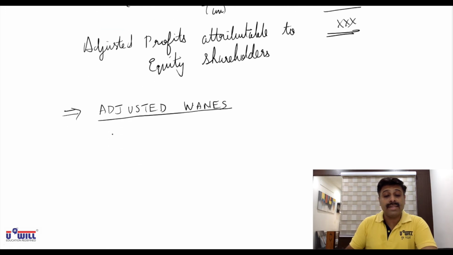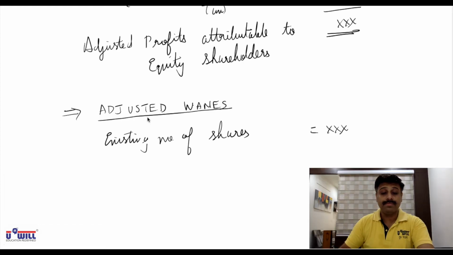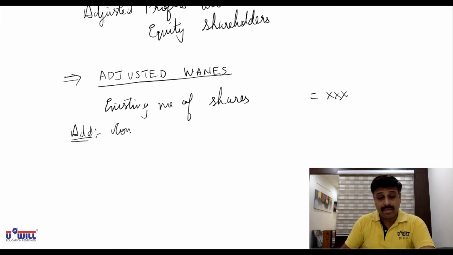First, you take existing number of shares. Now, in that you add convertible preference shares.